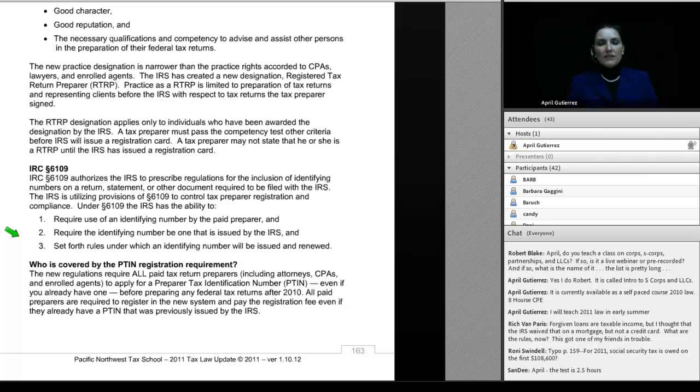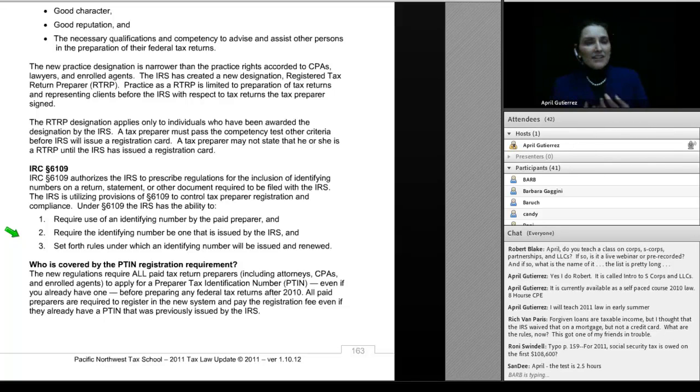As we're sitting right now, the IRS has conceded somewhat and said, if the staff prepares the return but does not sign it because the CPA signed it, then those persons do not have to pass the test, but they still have to have a PTIN. If they prepare the return and they sign the return, then they must also pass the test.